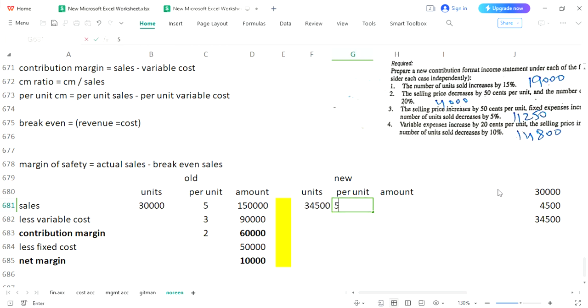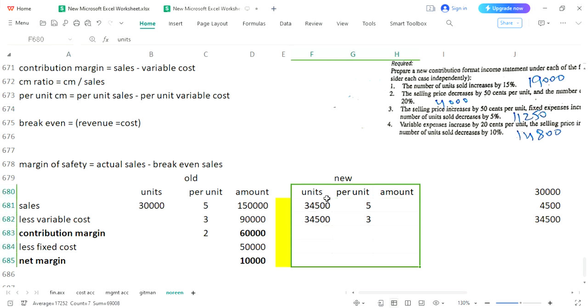Per unit, he is not asking to change. The same per unit sale price would be used over here, and the same per unit variable cost would be used over here. And as you know, units sold would always be the same as the units for variable cost. It's now easy to calculate amounts: units multiplied by per unit. As you have seen in the supporting calculation, we have written the first formula, where if you want to calculate your amounts, you multiply units with per unit.